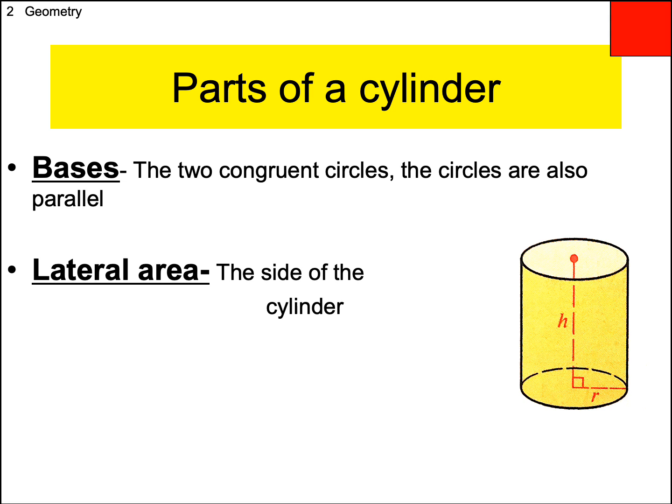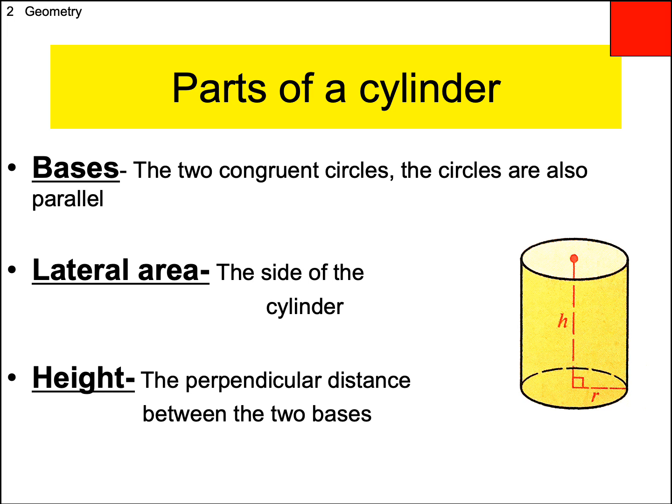The lateral area, some books call it the lateral surface, is that curved surface that joins the two bases, and it is the side of the cylinder. Lastly, the perpendicular distance between the two bases is called the height. All right, that kind of makes sense. Notice I also labeled r here, and yes, we'll be using the radius of the circle.